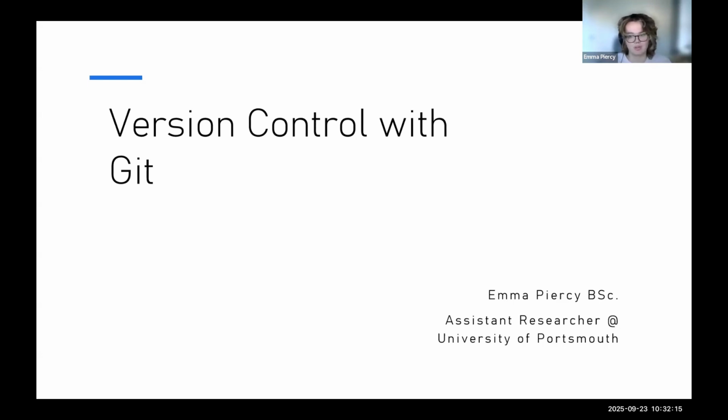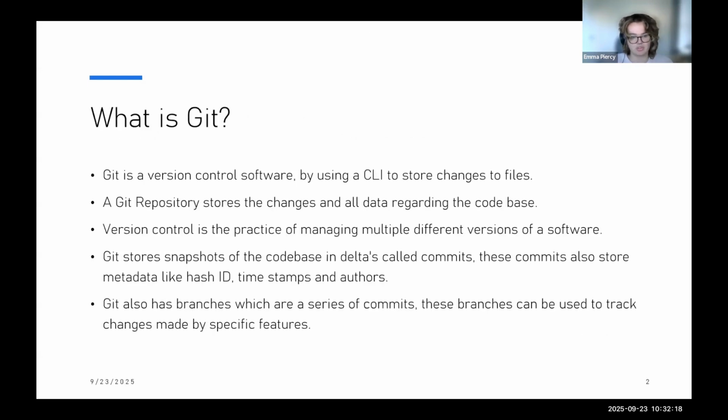So, what is Git? Git is a version control software which normally uses a CLI or command line interface to interact, store changes to files, and track your changes as you're writing your papers, your projects, whatever it is. It's very versatile. A Git repository stores all these changes and all data regarding the code base. Obviously, Git will then store these snapshots of the code base in deltas. These are called commits. These commits also store metadata like hash IDs, timestamps, and authors.